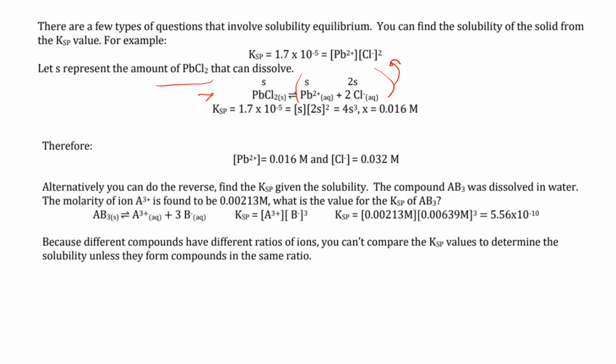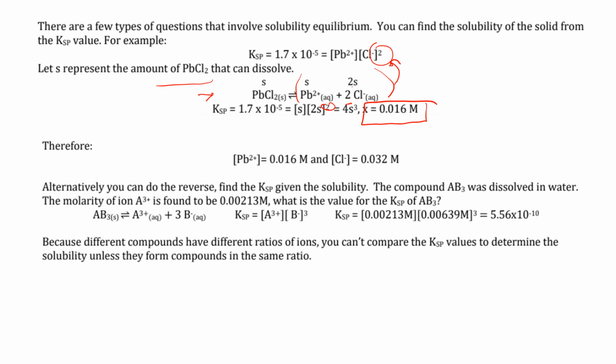Since we're dealing with solubility, we can set each of these as S. So it will be S times 2S because of the moles in the front, but you still have to square it in the end. So 4S cubed, that's what all that equals. You cube root it to find your answer for the X. So that means that for this, the concentration of lead 2 ions is 0.016 molar, and chloride ions is 0.032 molar because it's times 2 of that.